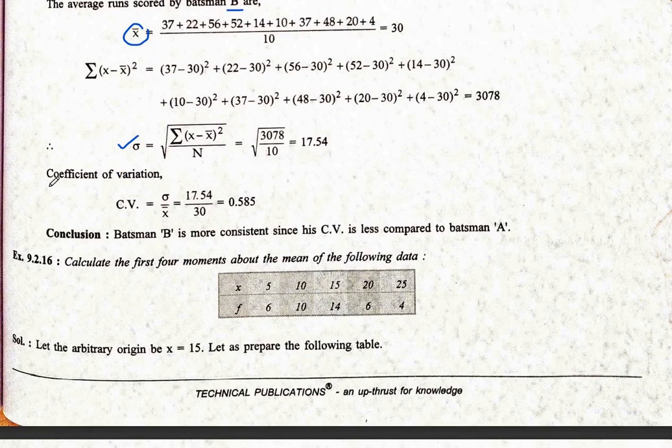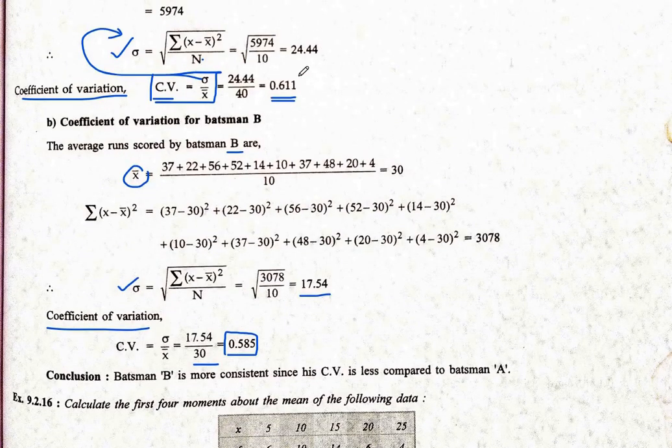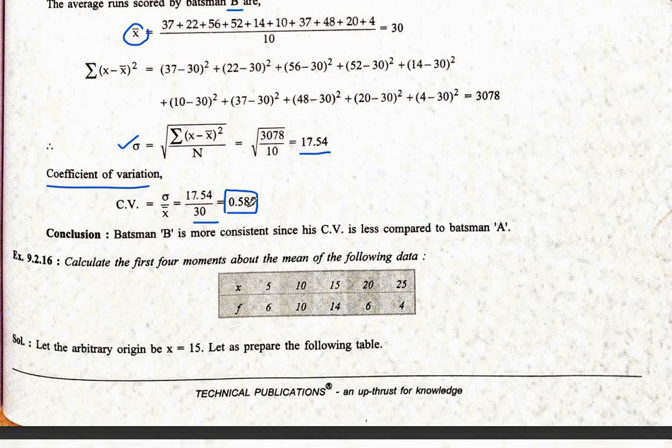Then we have to calculate the coefficient of variation, that is sigma divided by x bar, and it comes out to be 17.54 divided by 30. So it is 0.585. The first value is 0.611, and here this is 0.58. So for batsman B, the coefficient of variation is less, so batsman B is more consistent.